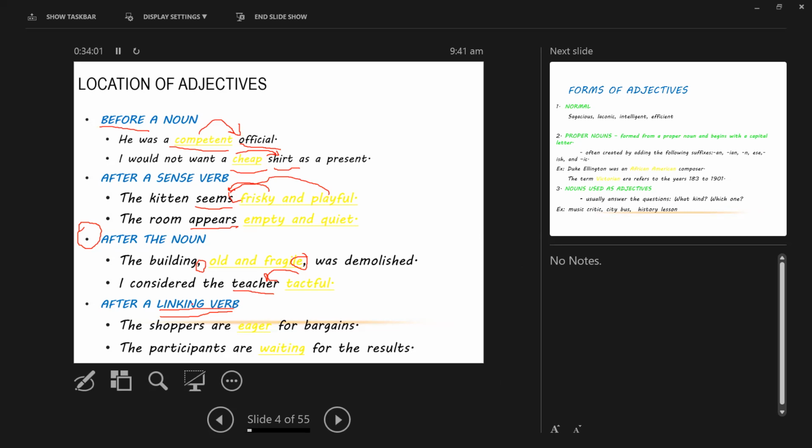Okay. Again, what is a linking verb? Okay, a linking verb from the word linking, it actually means it bridges something. Okay?